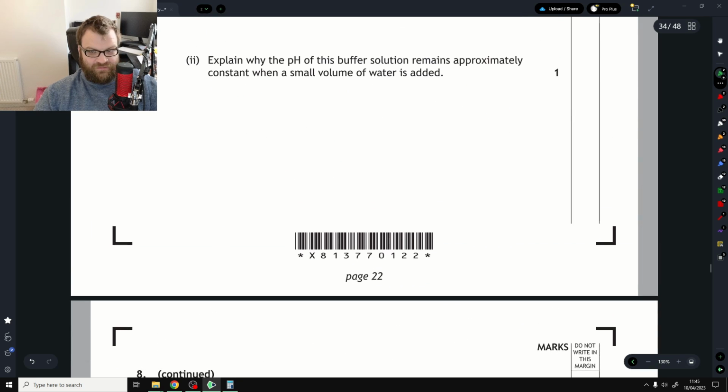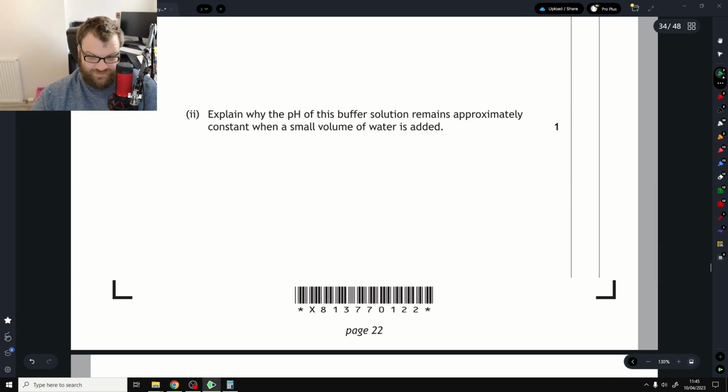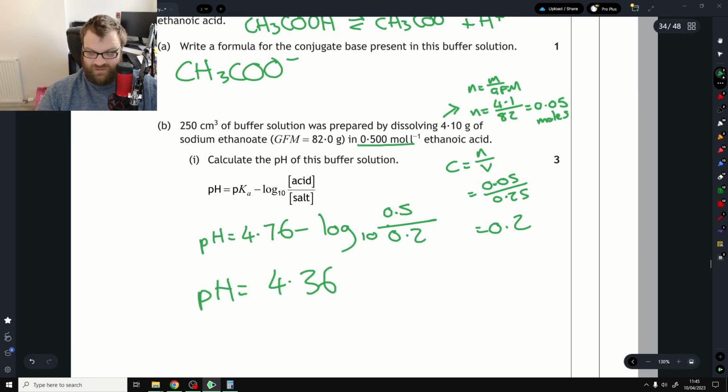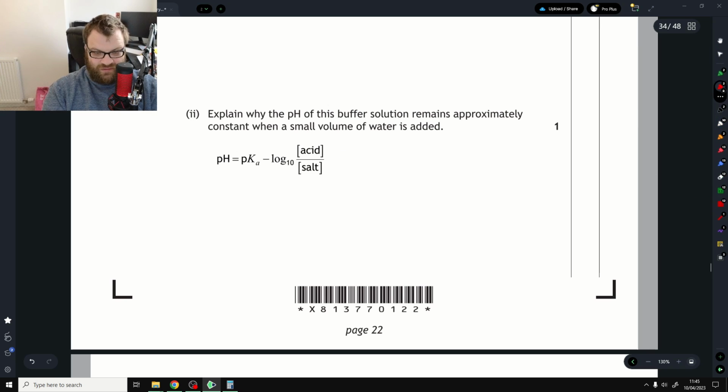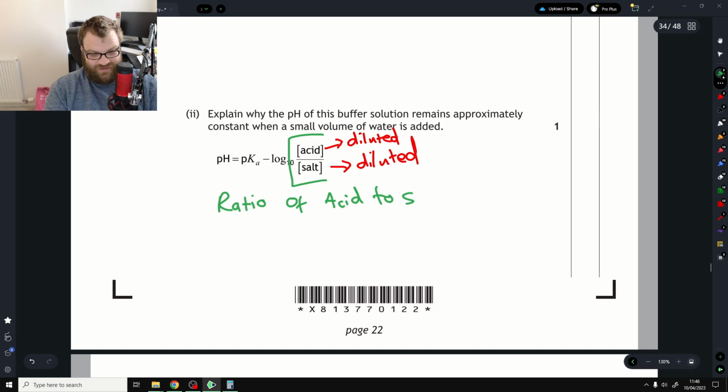Moving on to the next one, we're talking about buffer solutions. And we're asked, why will the pH of this buffer solution remain approximately constant when a small volume of water is added? Okay, so what's going to happen when you add water? Well, you're going to dilute the concentrations. You're going to dilute the concentration of the acid and of the salt. So because both of them are going to be diluted in the same way, the ratio of acid to salt, which is what this bit is representing, is going to stay the same because both of them will lower, and that will keep that value the same. I'll show you an example in a wee second.